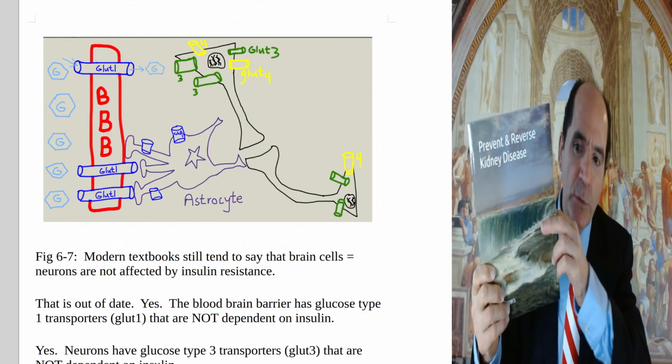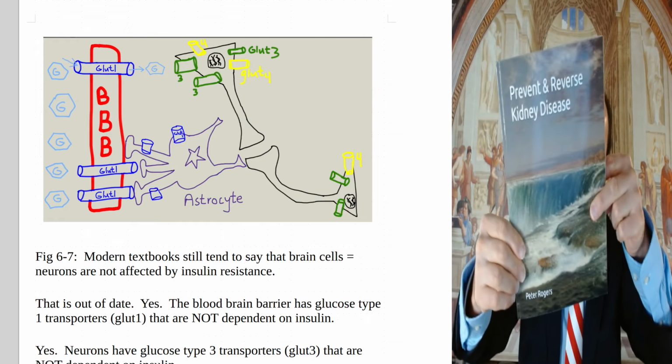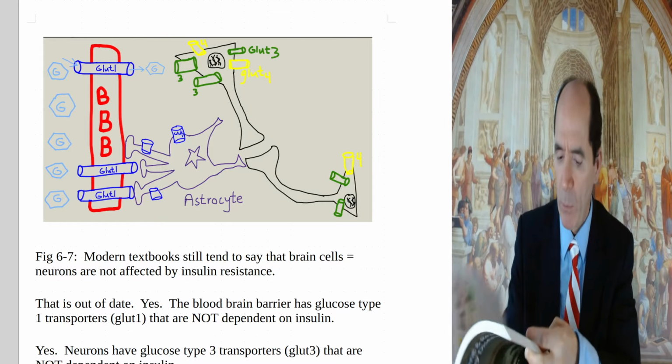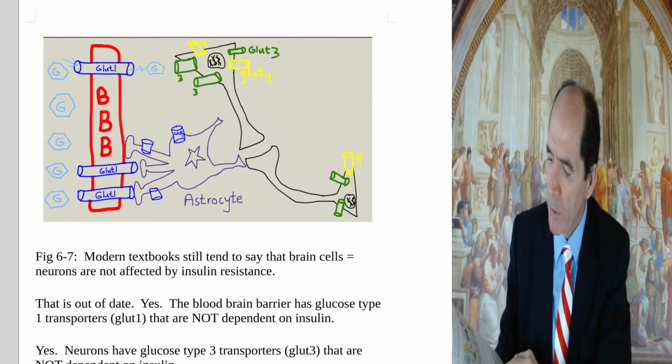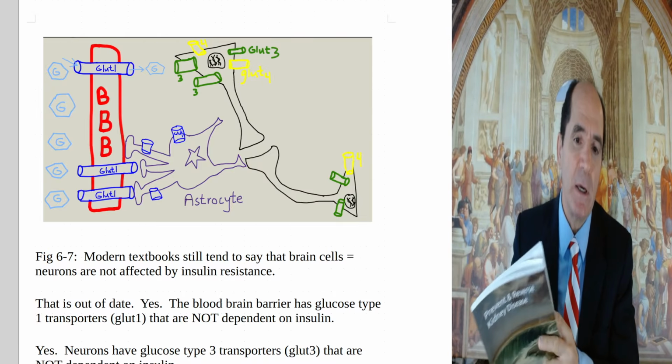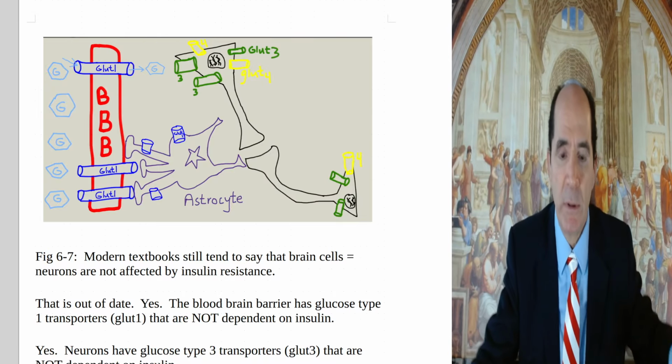Okay, we're doing part 23 of Prevent and Reverse Kidney Disease by me, Pete Rogers. We're on page 140 if you're following along in the book. We're going to mostly be talking about autoimmune disease and leaky gut, increased intestinal permeability in this lecture.